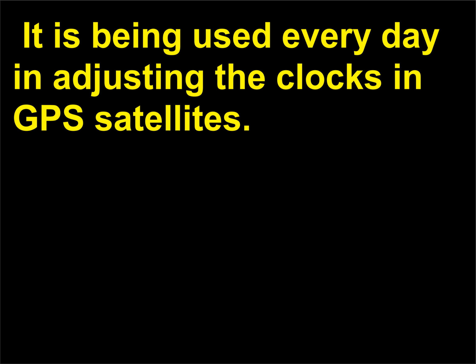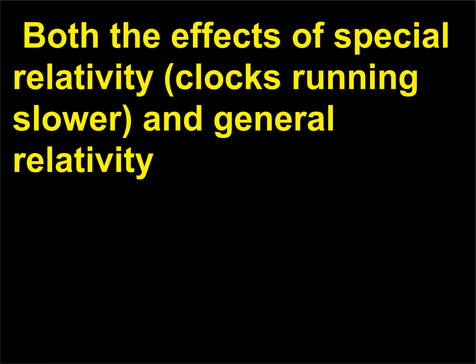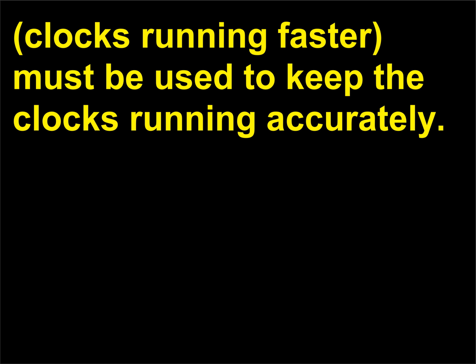It has been tested in many ways. It is being used every day in adjusting the clocks in GPS satellites. They run faster because they are at high altitudes where the distortion of space-time is smaller. Both the effects of special relativity, clocks running slower, and general relativity, clocks running faster, must be used to keep the clocks running accurately.